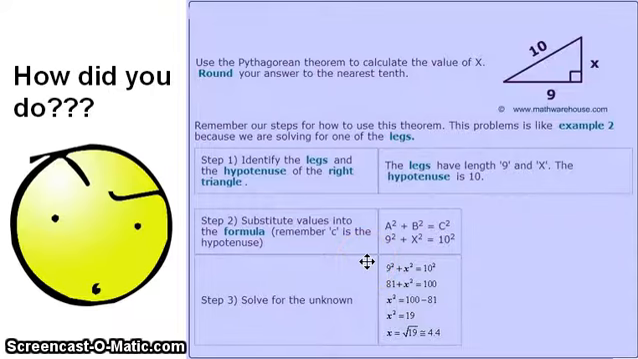So how'd you do? Okay, we know our formula, and we know our numbers. So all we gotta do is pop them into said formula, right? The legs have a length of 9 and x, and we already got the hypotenuse. Popping them into the formula, you end up with 9 squared plus x squared equals 10 squared. 81 plus x squared equals 100. Subtract 81 from both sides, you end up with x squared equals 19.